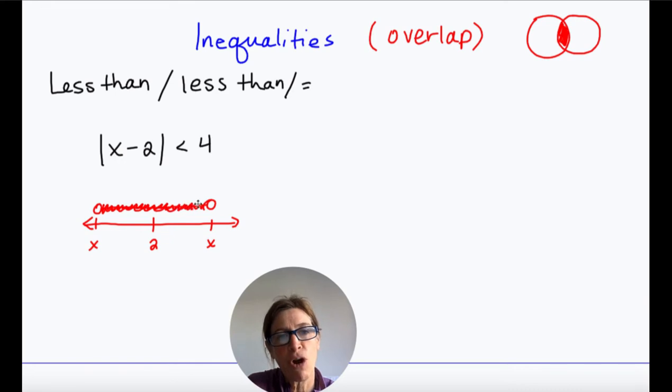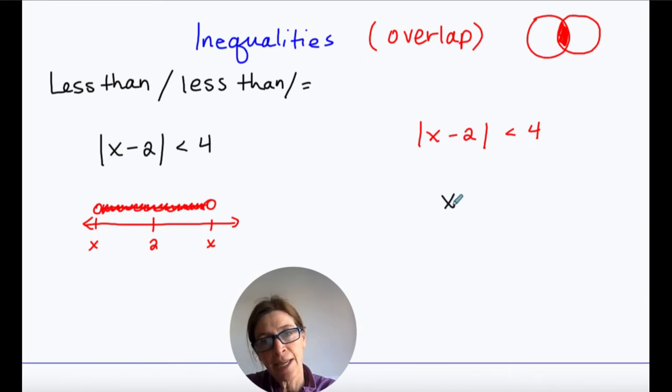Your answers are all the values between the 2 values. So that's a geometric representation. To solve it algebraically, take it out of the bars. So first isolate those bars. That's the most important thing that you do first.